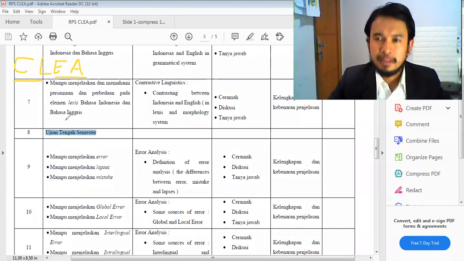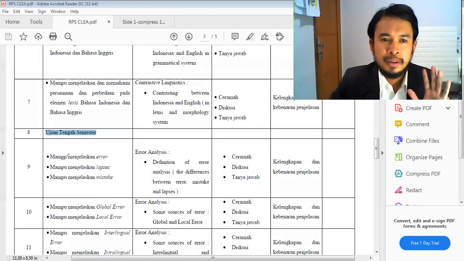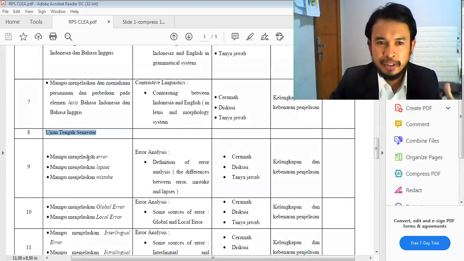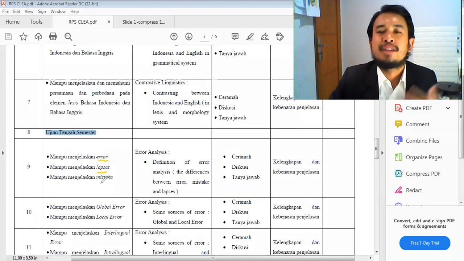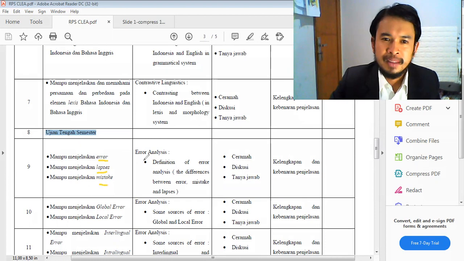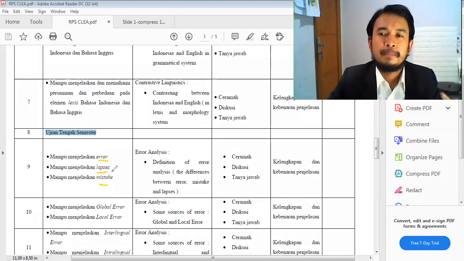Now, for the post mid test, we are going to talk about error. In this session, students must be able to give definitions of what an error is, what lapses are, and what mistakes are. So: the definition of error, the differences between error and mistakes, and also lapses. This is your competence or your goal in this session.